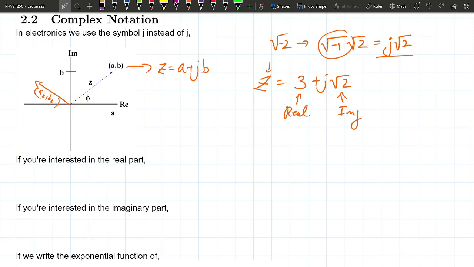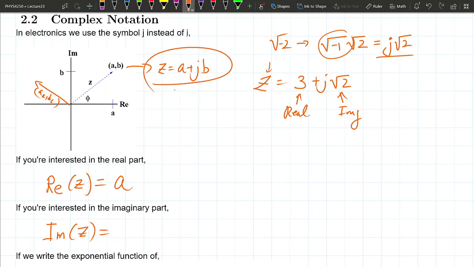So if you're interested in the real part, the notation that people use is Re of z, which in this case is just going to be a. You're just ignoring the imaginary part completely. If you're interested in the imaginary part, you put Im, and that's going to be equal to what in this case, for this number?